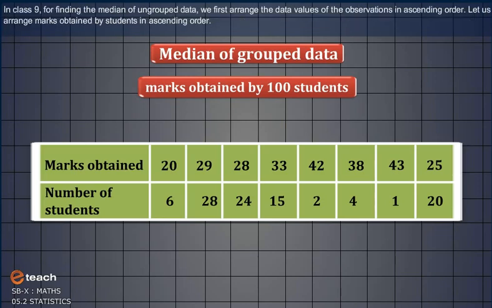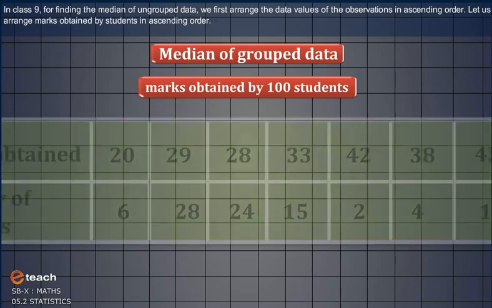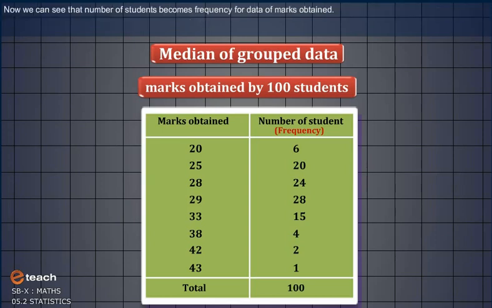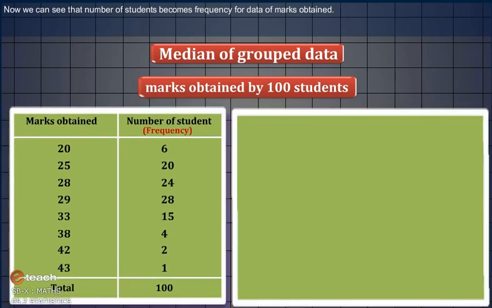In class 9, for finding the median of ungrouped data, we first arrange the values of the observations in ascending order. Let us arrange the marks obtained by students in ascending order. Now we can see that the number of students becomes the frequency for the data of marks obtained.